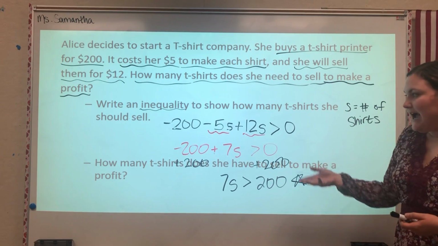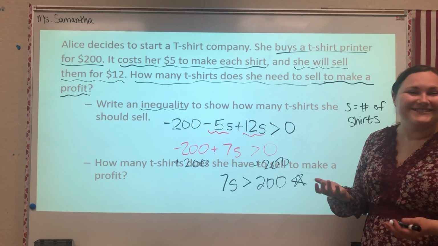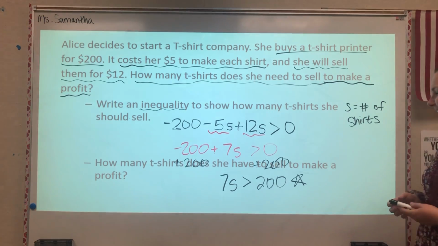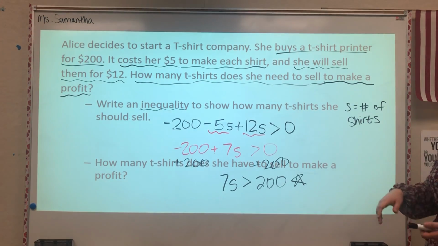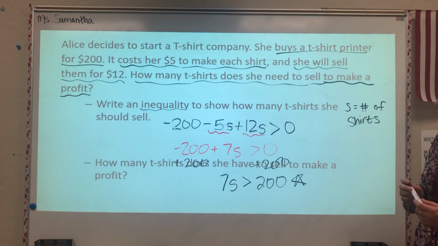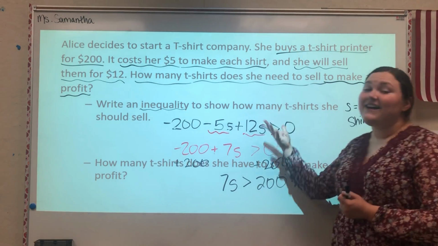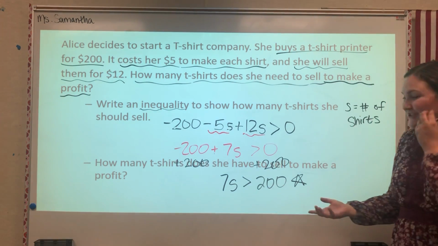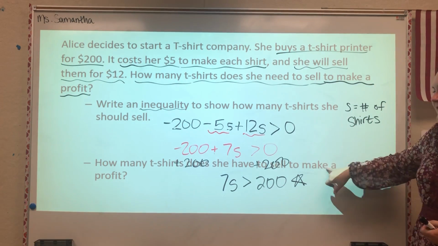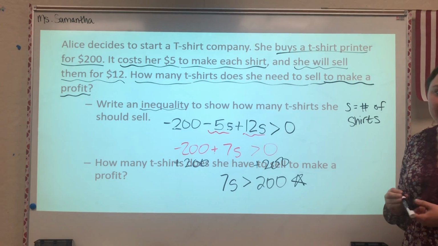These are all good options. It's just however your brain works at the end of the day. I've written on top of our second part of the question, but I will read it to you. The second part says, how many t-shirts does she have to sell to make a profit? We've already done a lot of the solving, so you've got a head start. But go ahead and see if you can answer that question. How many t-shirts does she have to sell to make a profit?